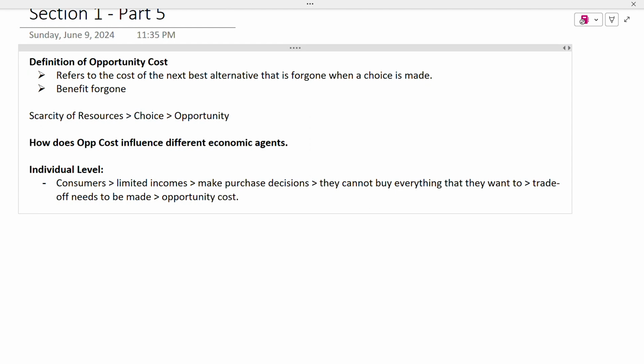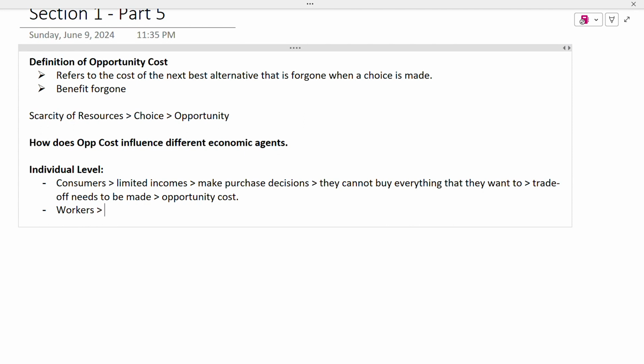For example, a person might have to decide whether they want to spend money on a vacation, or save it for future medical expenses, right? Whichever option is chosen, the benefit that they could have gotten from the other option becomes their opportunity cost. Another way that people face opportunity cost at the individual level is as workers, right?